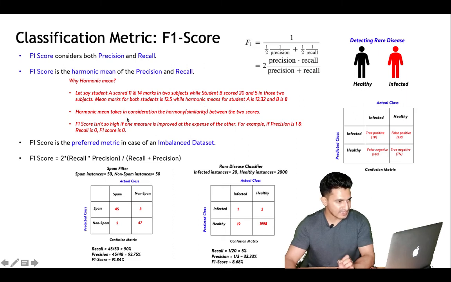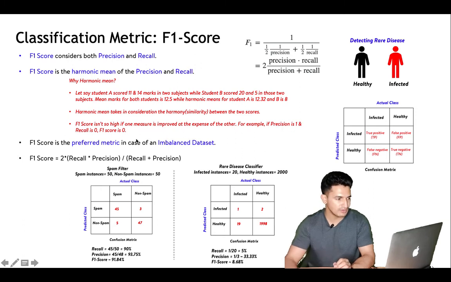The reason is that harmonic mean takes into consideration the harmony, that is similarity between the two values. In the first case, it's more similar, 11 and 14, than 20 and 5. So harmonic mean is higher for first case. So that's the reason why we take harmonic mean for calculating the F1 score. We don't want one measure to be improved at the expense of other. For example, if precision is 1 and recall is 0, the normal mean would have been 0.5. But in case of F1 score, it becomes 0 because there is too much difference between the two values.